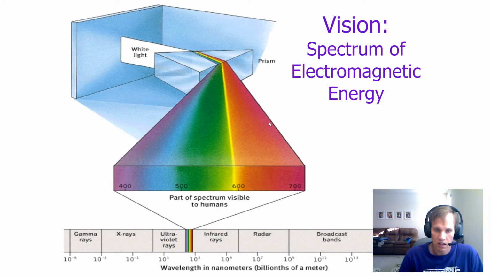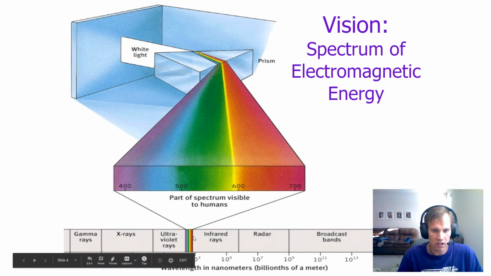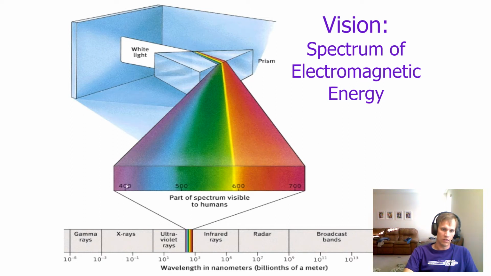Again, we have very limited transduction, being able to take this and make it meaningful. All of this stuff we can't see. We can't see those broadcast bands of energy flying through the sky. We can only see this limited amount of color here. And you have ultraviolet and then infrared.